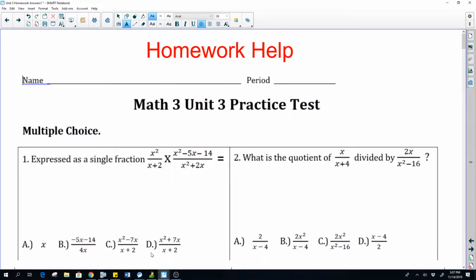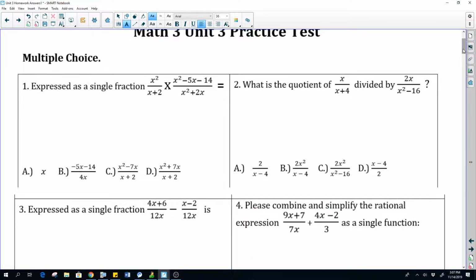So, helping you on the Unit 3 practice test. This is adding, subtracting, multiplying, dividing rationals, as well as solving and setting up word problems. And so we'll just jump right into it, number 1. It's multiple choice. Looks like we want to do the indicated operation of multiplication.